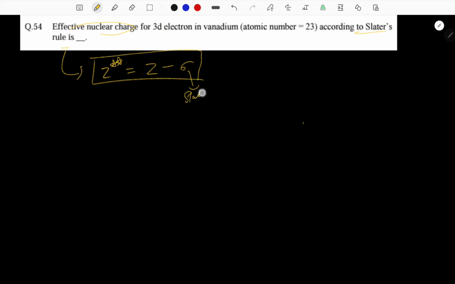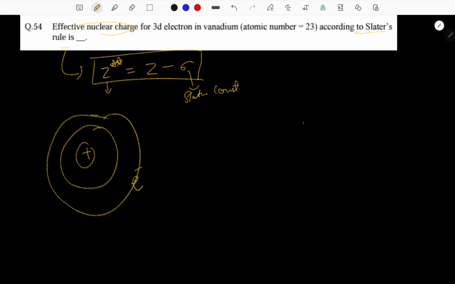What effective nuclear charge basically means is how strongly electrons revolving around an orbit are attracted toward the nucleus, by which force. We have to find the net charge. So Z star equals Z minus sigma, where Z is the atomic number and sigma is the Slater's constant.